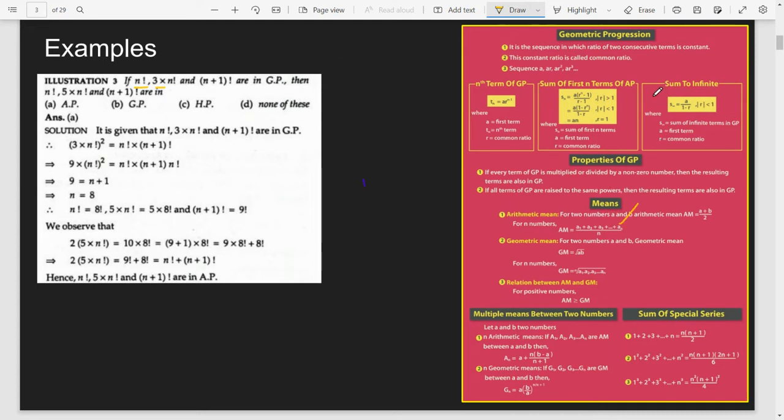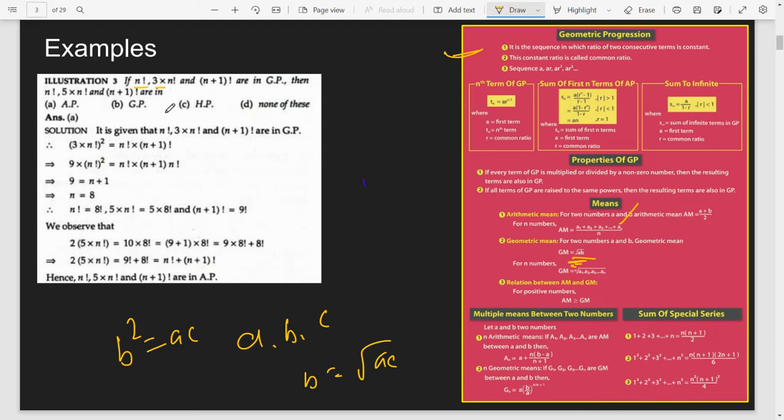In GP actually means that if A, B, C are in GP, then B is equal to under root AC. Or you can say that B square is equal to AC. So this particular fundamental you can get from the here part. I've just included some basic definitions of GP and AP, so obviously you can follow this part to cover your AP and GP.